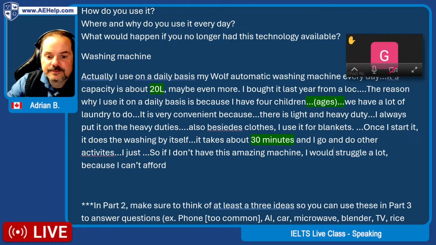If I wouldn't have this machine, I will struggle a lot. I would struggle a lot. If I wouldn't have this machine, I would struggle a lot. Yeah. So in Unreal, when the situation is not real, always use would. Okay. Well, because will for certain things.